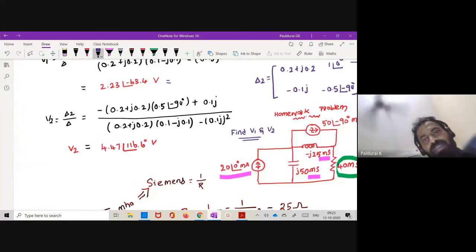Formula சொல்லணுமா? Mathematics fundamental formula, you guys you know it. Now my question, convert V1 in terms of rectangular and let me know the value.